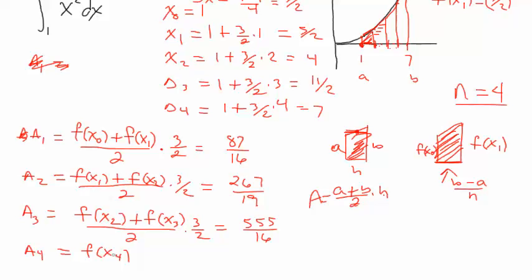Whoa, I messed that up. That should be x of 3 plus f of x of 4, which is our last one, and then that's over 2, and then times that by 3 halves equals 951, I believe it was, over 16.